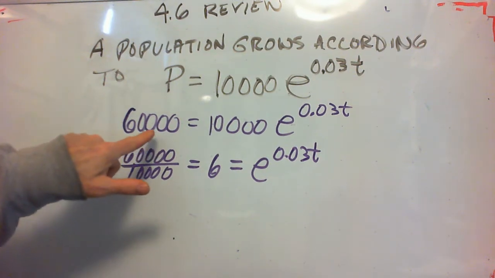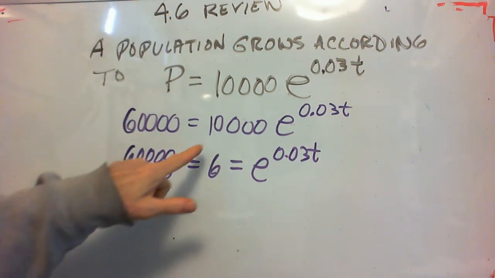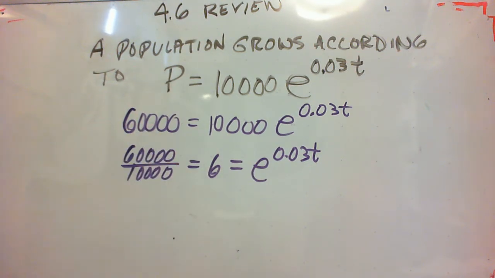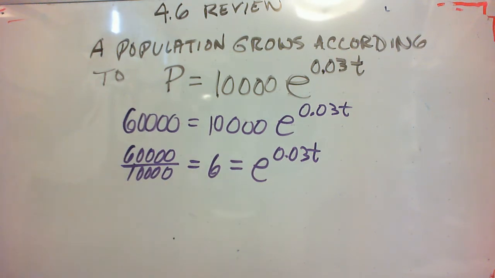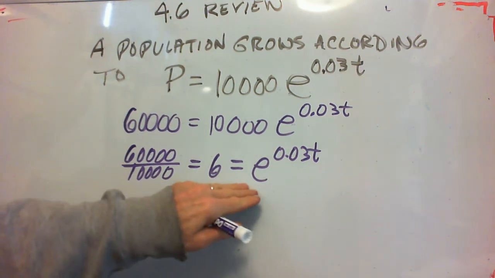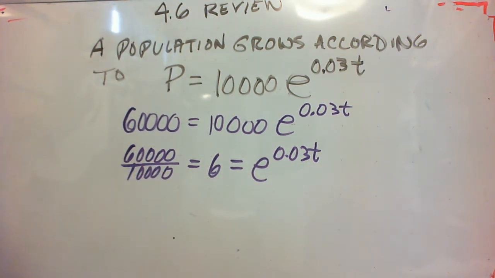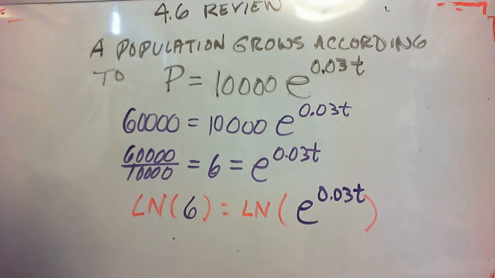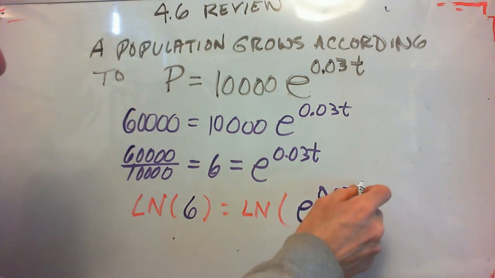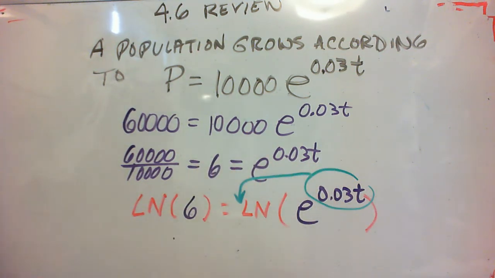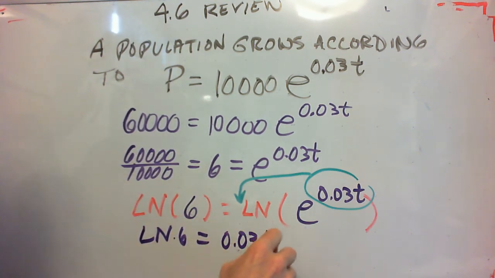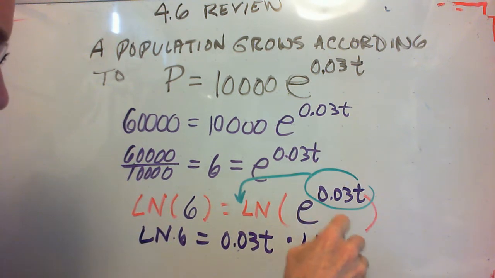So you should have started out by putting in the 60,000, then dividing both sides by 10,000, giving you the equation 6 equals e to the 0.03t power. So hopefully you have that. If you don't, start from that point and finish this problem. So we take natural logs of both sides, which enables us to move that exponent out front. So we get ln of 6 equals 0.03t times ln of e.